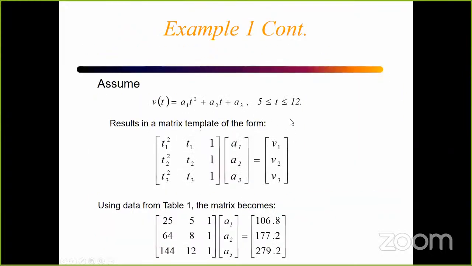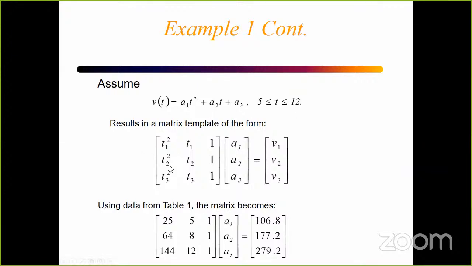Velocity is the same case. You convert that into the matrix. T1 square, T1, 1; T2 square, T2, 1; T3 square, T3, 1, times the variables A1, A2, A3, equals V1, V2, V3, the velocities, which are nothing but constants. What data have they given? This is the same table I used here.